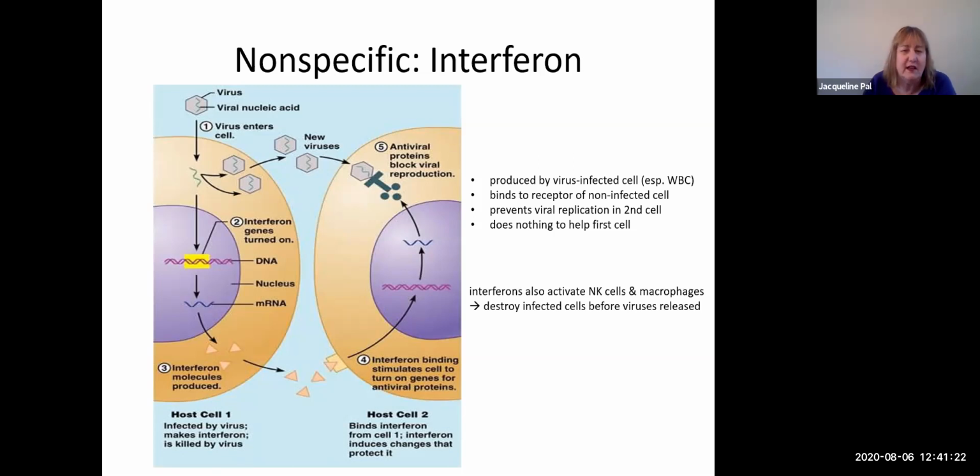In addition to this, interferons will also activate natural killer cells and macrophages. And so what happens is, when it's releasing this, if there are other cells that contain this virus, the natural killer cells and the macrophages can go engulf those infected cells before those infected cells can release their thousands of new viral particles. So that's a good thing.